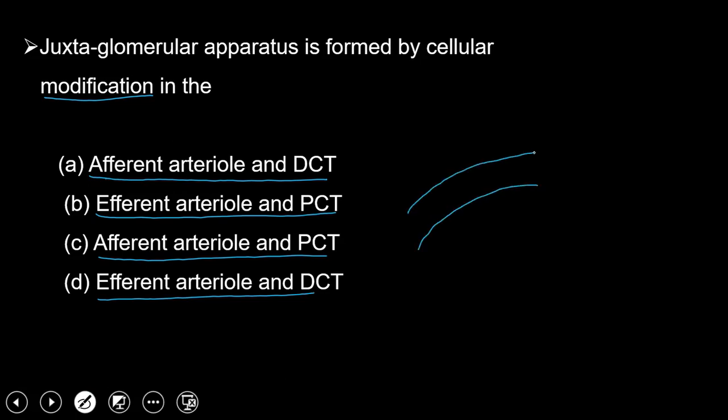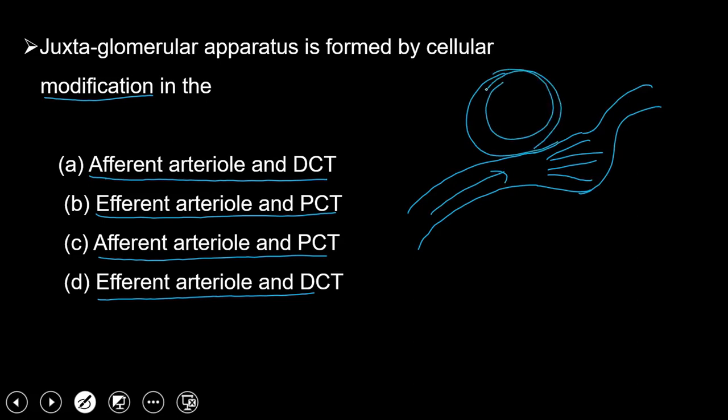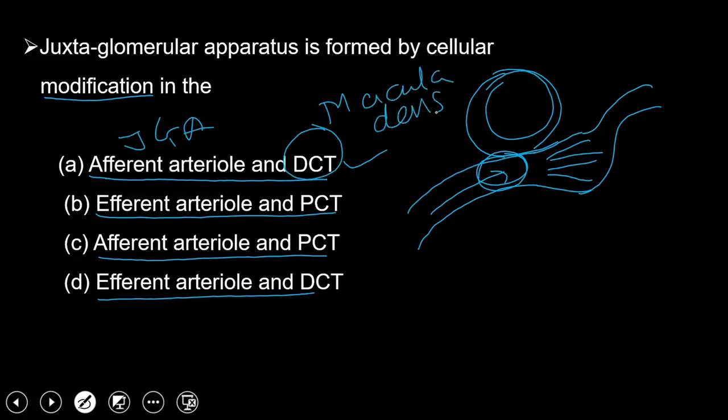So this one is the afferent arteriole, which then divides into glomerular capillaries, then the efferent arteriole. Here the wall of DCT is there, and this leads to the modification. The cells of afferent arteriole as well as DCT are modified, which leads to the formation of juxtaglomerular apparatus, which is formed by the juxtaglomerular cells of afferent arteriole and macula densa of DCT cells. So macula densa plus juxtaglomerular cells and Lacis cells lead to the formation of juxtaglomerular apparatus.